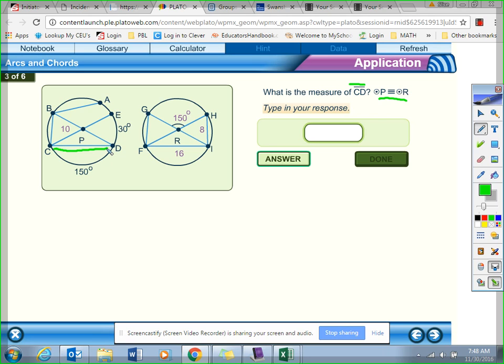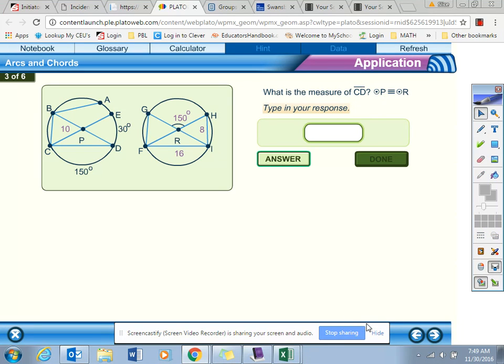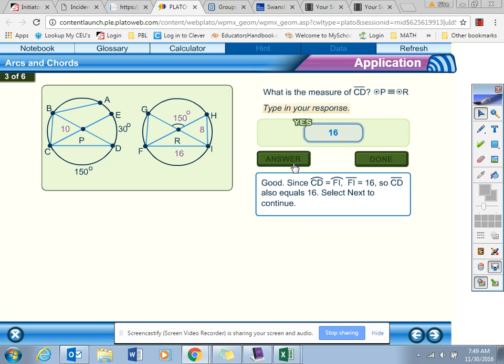Well, since these circles are the same, what is your gut telling you? Is it telling you 8? Probably not. Is it telling you 10? Hopefully not. Well, first off, what segment's in the same spot as CD? FI! Of course. FI is in the same spot as CD. So what is your gut telling you? Oh, did your gut tell you 16? I bet it did because it's in the same spot as CD over here.